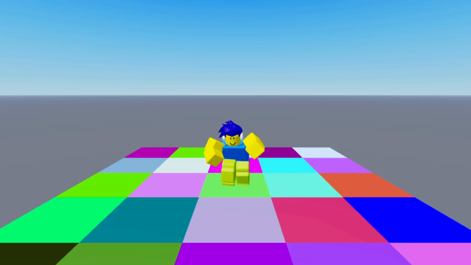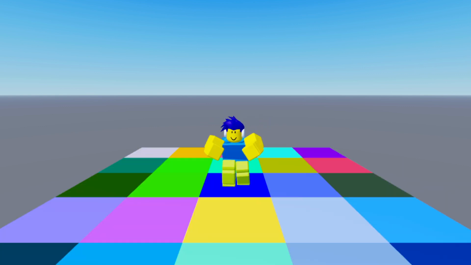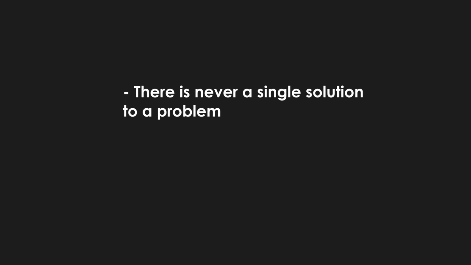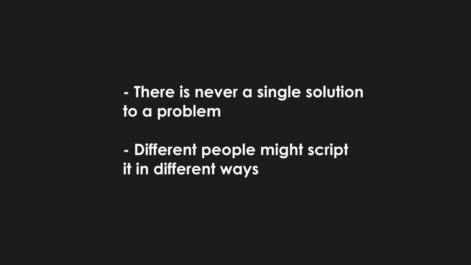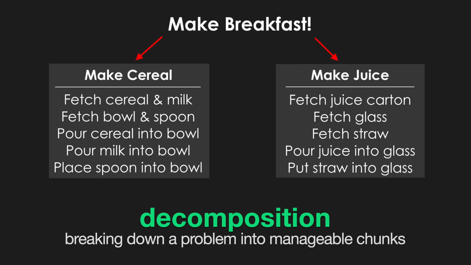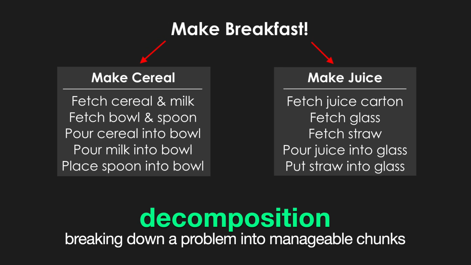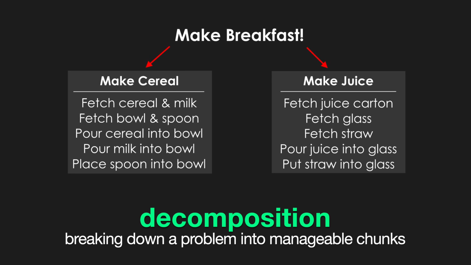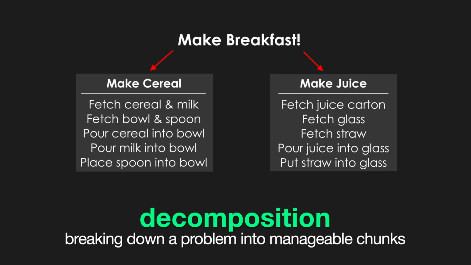For example, let's use the tools we know to create a dance floor. Keep in mind, there's no single solution to a problem like this. Different people can script it in different ways. We need to break down the problem into small segments that we can solve individually, because just thinking how to script a dance floor can be quite overwhelming.